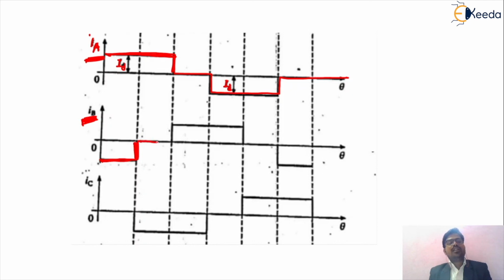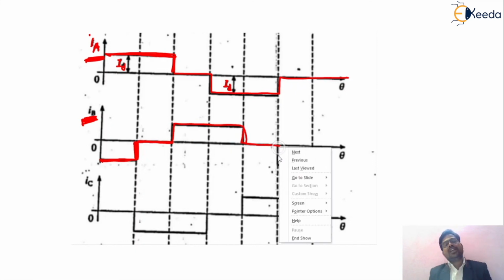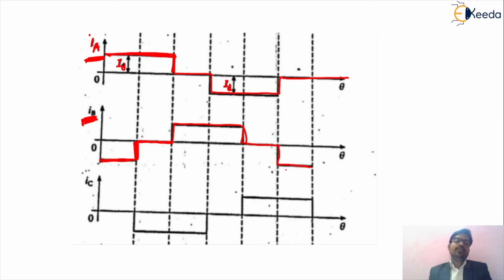So after some point the value of the current reaches its zero value, and after some time again the value of this current will go to 60, that is 120 degree, in the positive, and after some point again the value of the current of IB will be zero, and again it will give you a negative value.